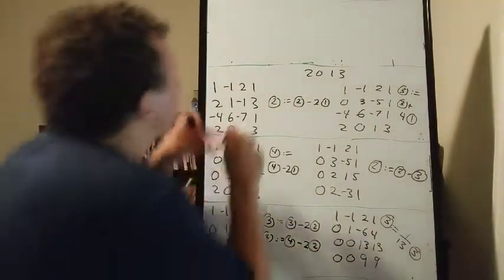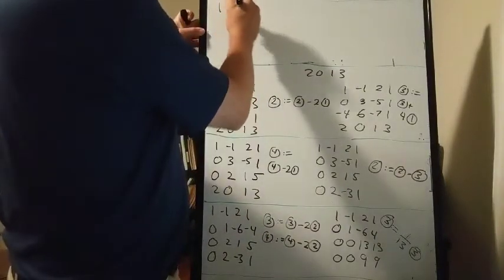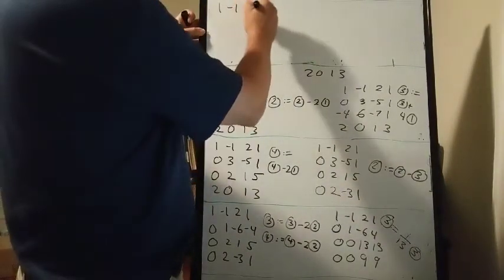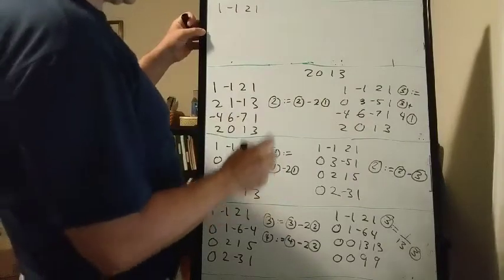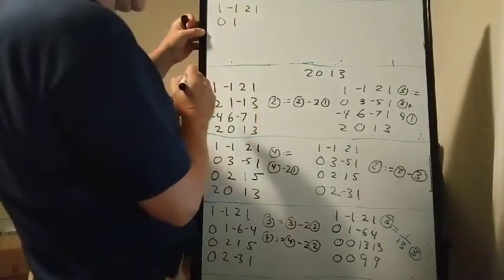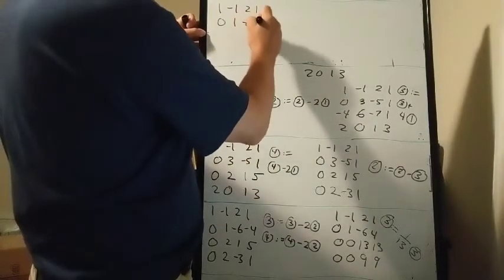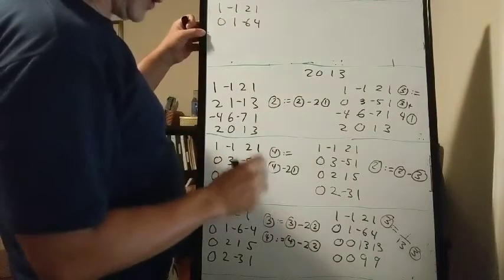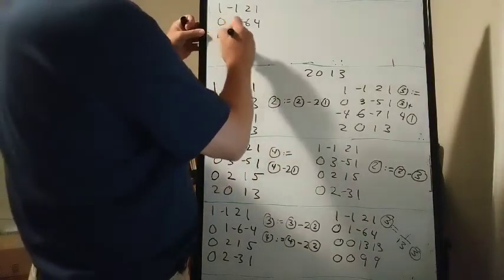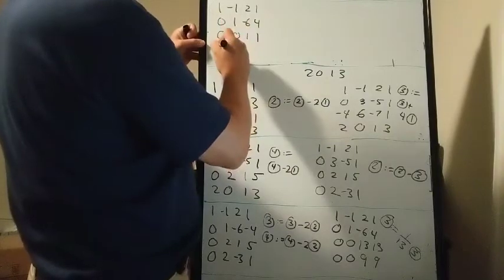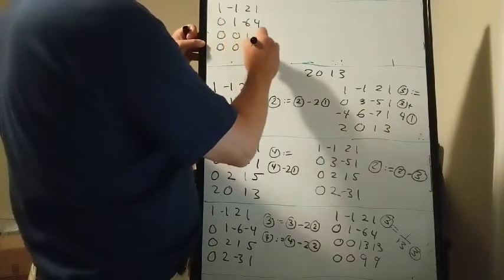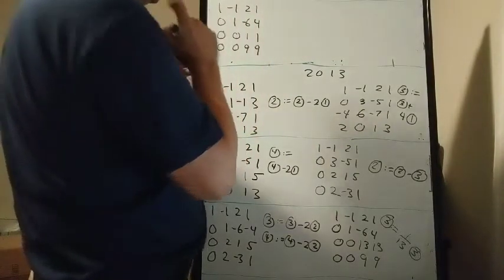So if I do that, let's see, copy down the first row exactly as it is, 1, -1, 2, 1. Copy the second row exactly as it is, 0, 1, -6, 4. Third row becomes 1/13 of the third row, so 0, 0, 1, 1. And then we have 0, 0, 9, 9 in the fourth row.